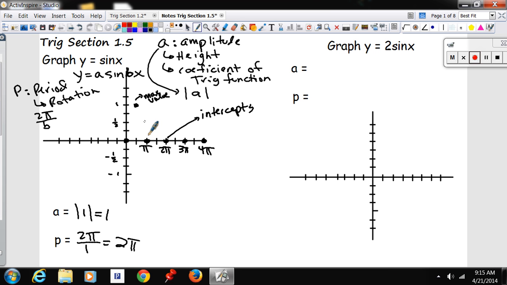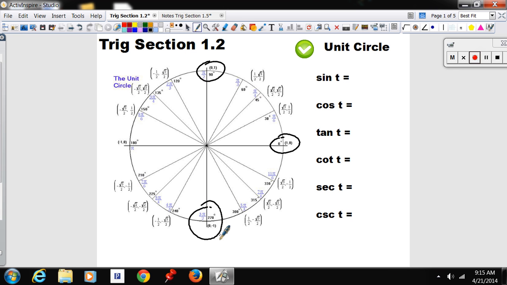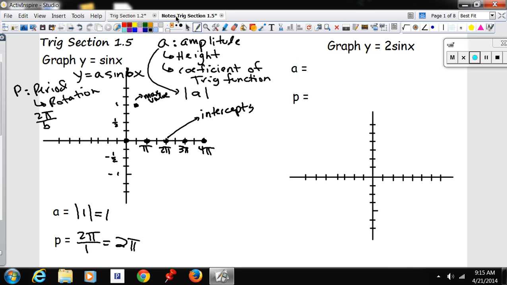Now, if I went to pi and it was 0, what if I went to 3 pi over 2, which is 270? If I went to 3 pi over 2 on my unit circle, way down here at the bottom, what is my y value or my sine value? -1. That's going to be the lowest value we get. That's called a minimum value. So at this 3 pi over 2, I'm going to go down to -1. Now I'm going to draw that curve in, and then I'll get out of the way so you guys can see it. That's what that curve is going to look like.